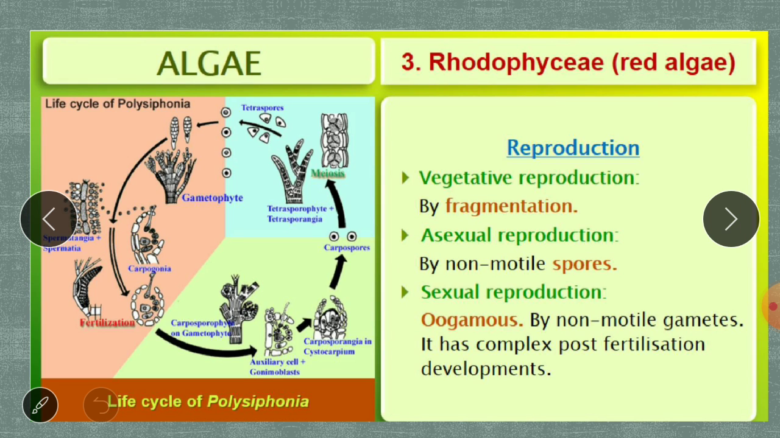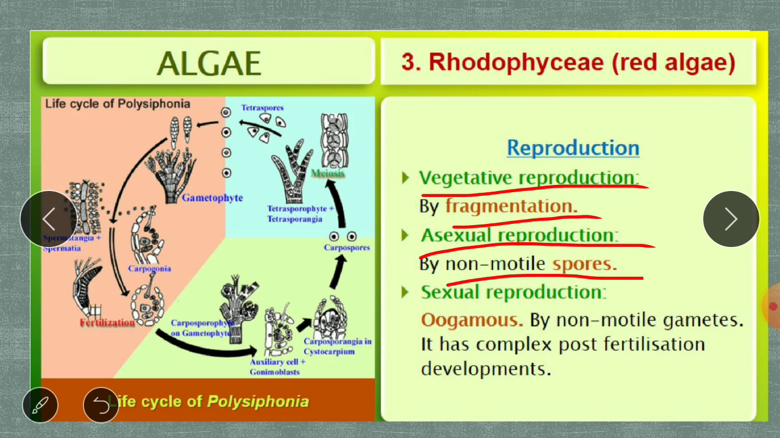Coming to the reproduction, again reproduction is same. Vegetative reproduction by fragmentation, asexual reproduction by non-motile spores. Remember, in the Chlorophyceae and the Phaeophyceae, they were motile spores. They were zoospores which could move. But here in the Rhodophyceae, they are non-motile spores. The spores cannot move. And the sexual reproduction by oogamous, that is only by oogamous.